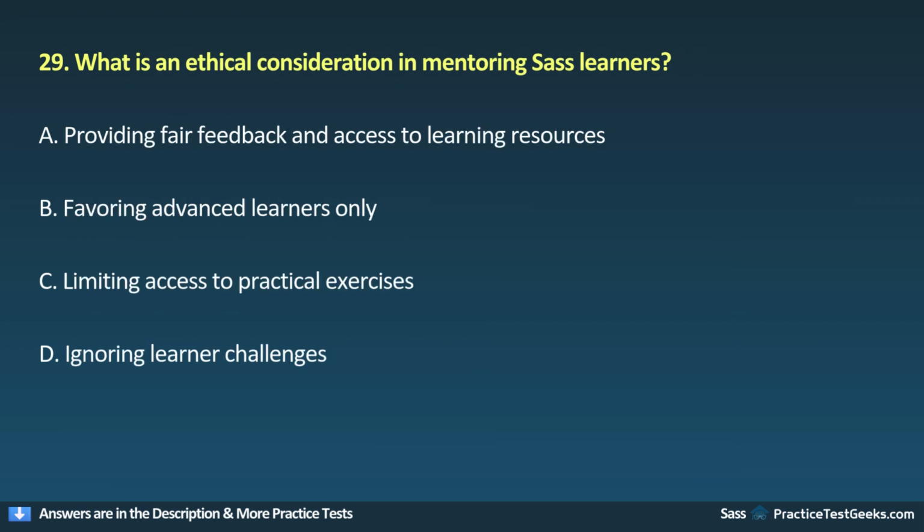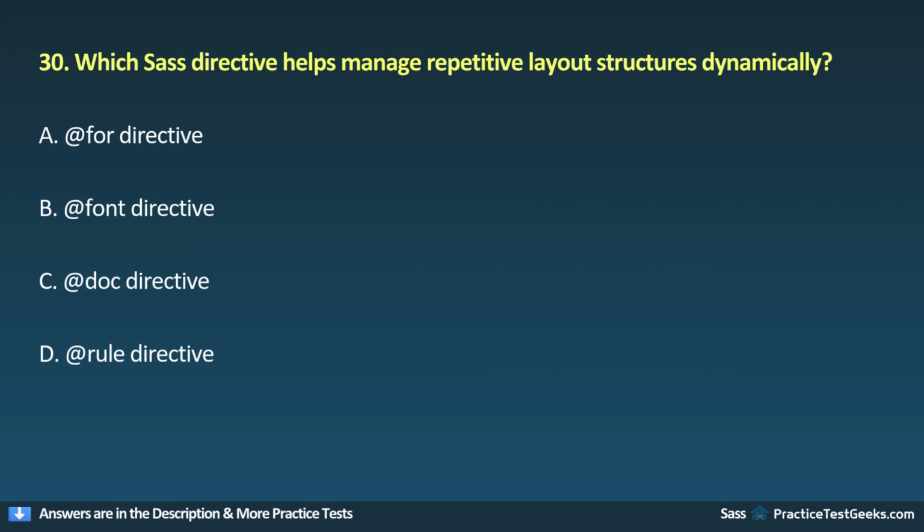29. What is an ethical consideration in mentoring SASS learners? A. Providing fair feedback and access to learning resources. B. Favoring advanced learners only. C. Limiting access to practical exercises. D. Ignoring learner challenges.